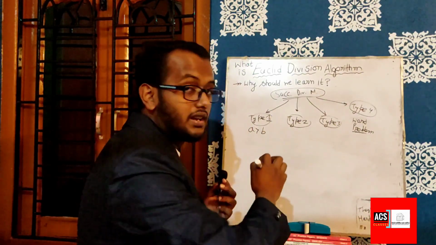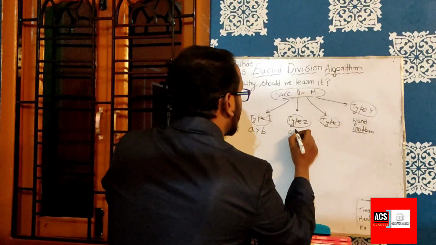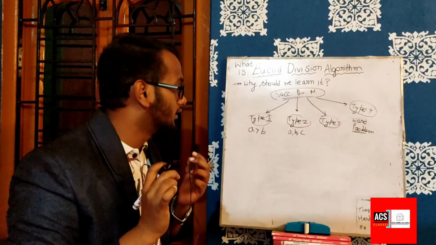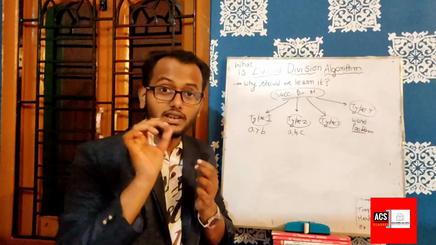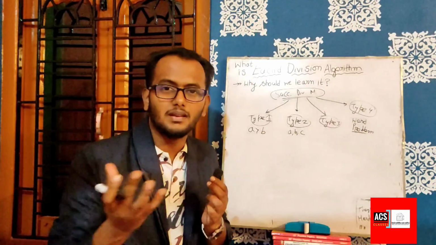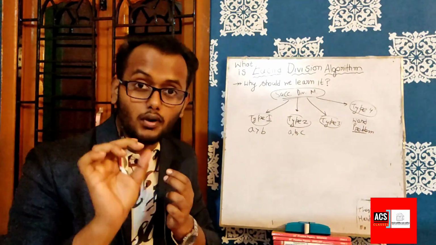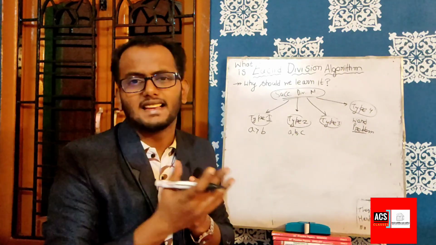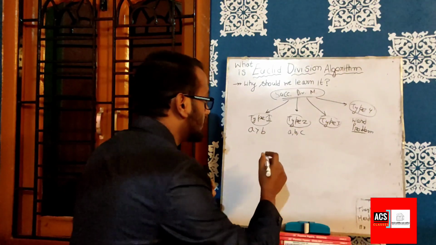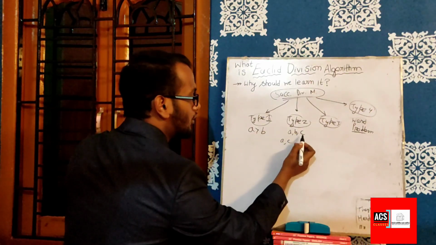In type 2, they will give us 3 positive integers: A, B, C. The question will be like this: using Euclid division algorithm, find the HCF of A, B, C, where A, B, C are any positive integers. How will you do it? From A, B, C take any two, let's say A and C, or B and C, or A and B, anyone. Let's say A, C.